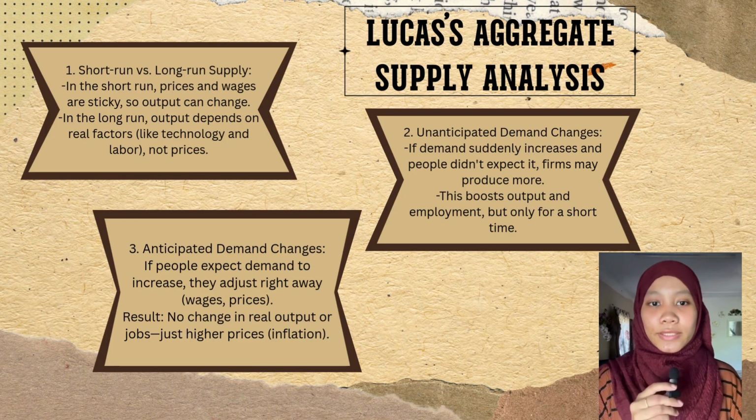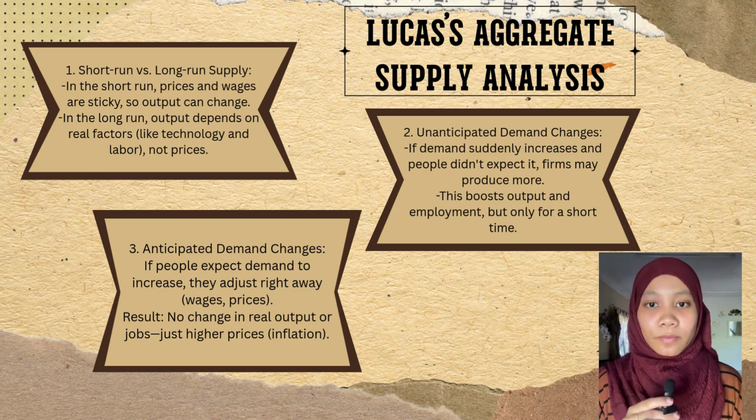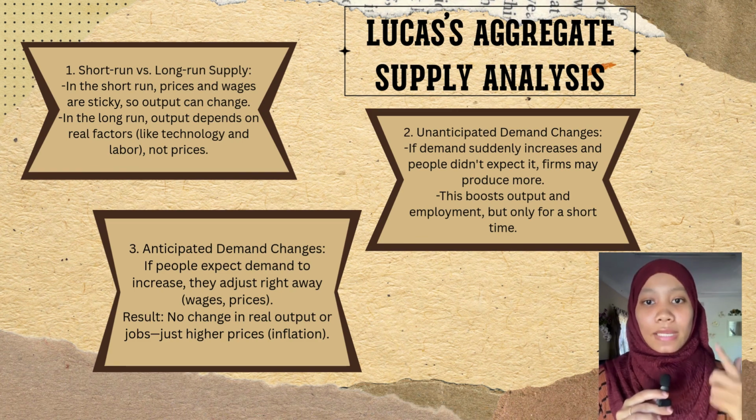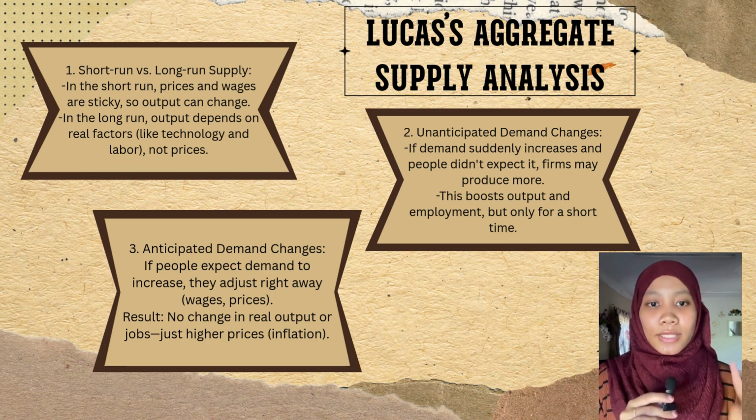Let's look at Lucas' view on aggregate supply. First, short-run versus long-run supply. In the short run, prices and wages are sticky, so output can change. But in the long run, output depends on real factors like technology and labor, not prices. Second, unanticipated demand changes.